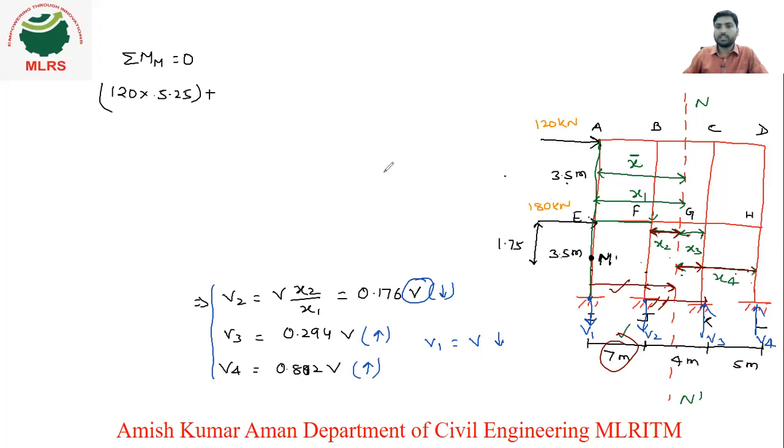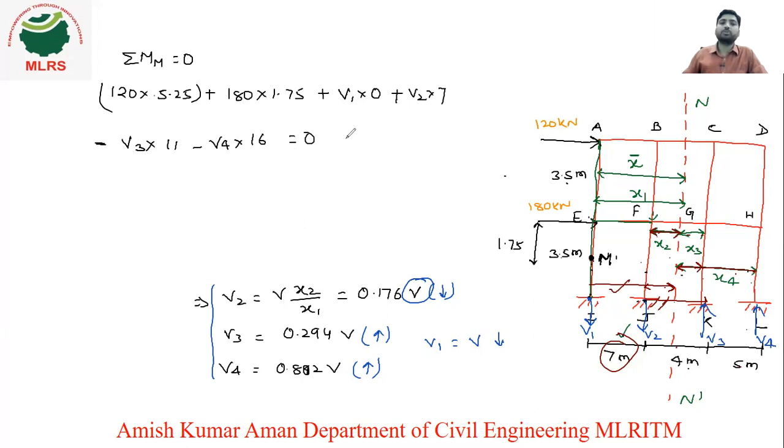plus next horizontal force is 180. So 180 into distance from here to here, the distance is 1.75, right? Plus V1 into distance is 0, so V1 into 0, plus V2. V2 is this force, right? From here to here, the distance is 7 meters. So V2 into 7. Now this is upward, so it will be anti-clockwise. So minus V3 into distance, 7 plus 4, 11. Minus V4 into distance, from here to here the distance is 16, will be equal to 0.